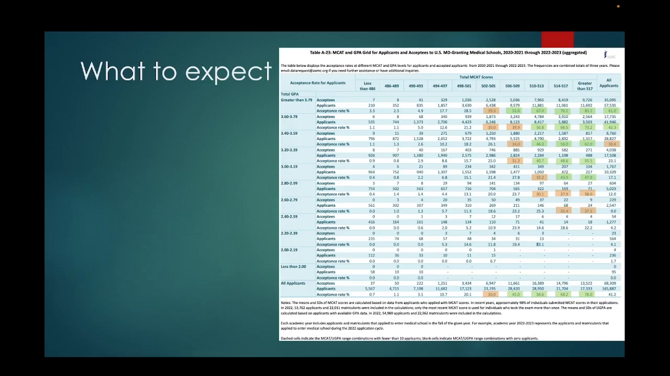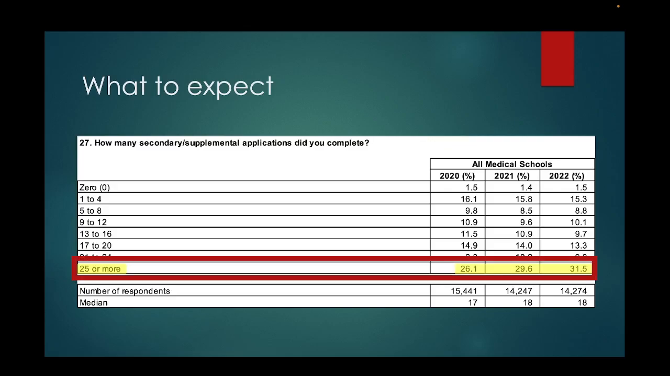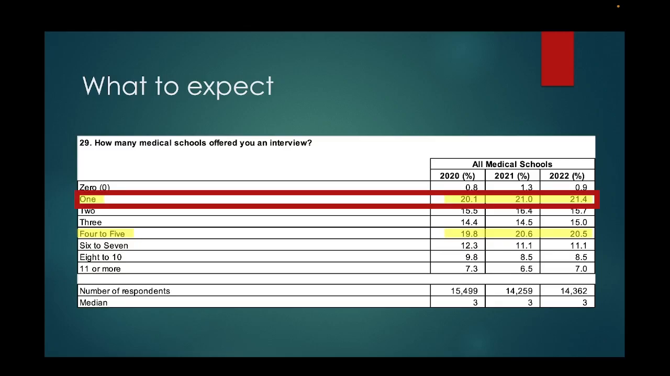So for those of you who are okay with your stats combos and who are okay with your extracurriculars, what does the application process realistically wind up looking like? This is data from the Matriculating Students Questionnaire. Based on this, the largest percentage of students completed secondaries for 25 or more schools, with the median completed being 18. The largest percentage of folks only got invited to 1 interview. Initially, that might feel really discouraging until you remember you only need acceptance to 1 school.